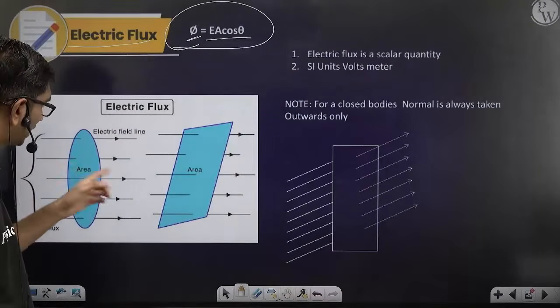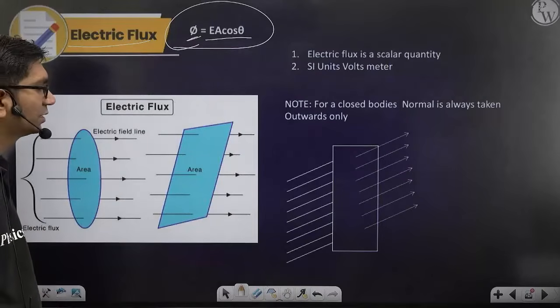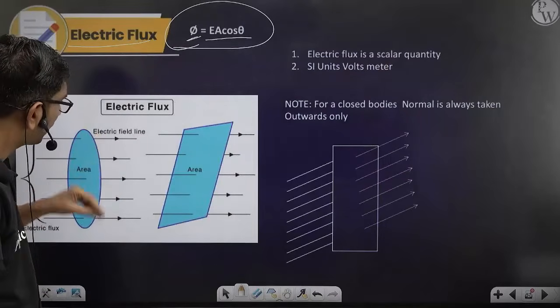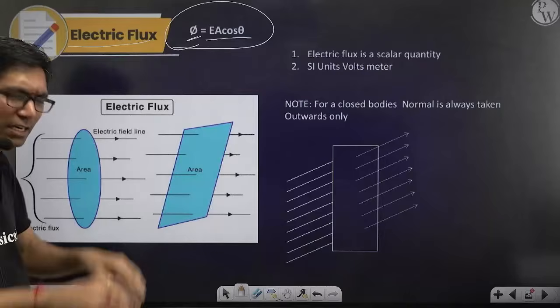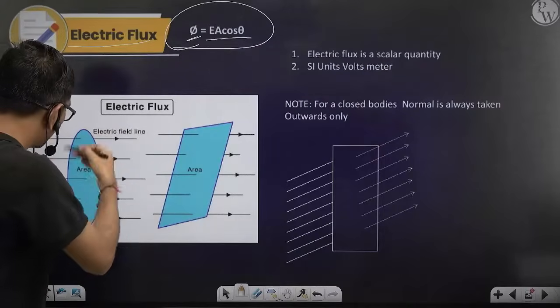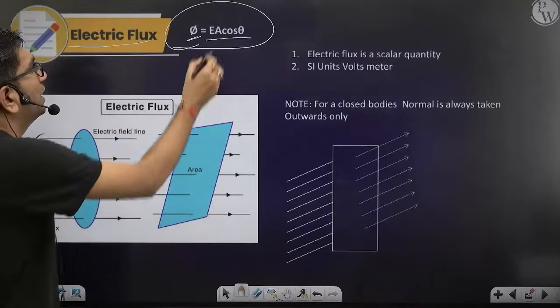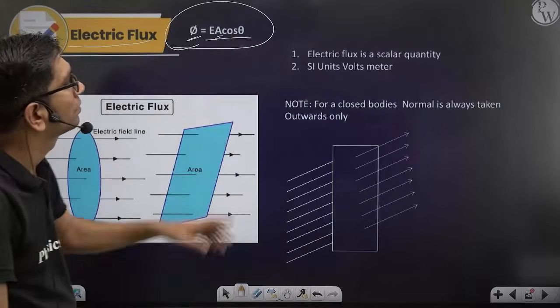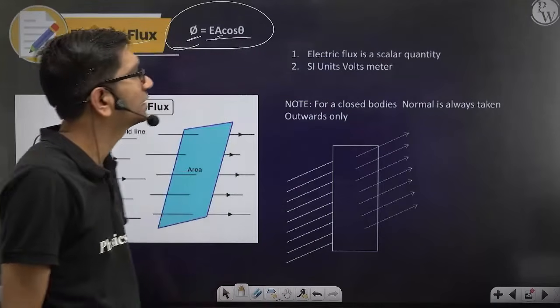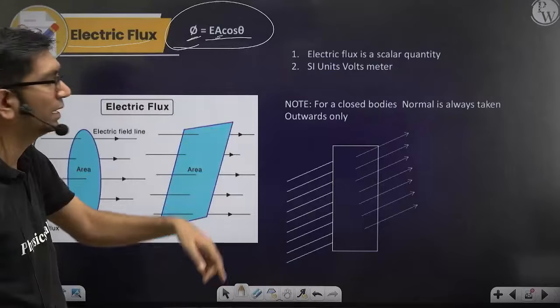The electric field lines are going like this. This is the area of cross section. What is the flux? For electric flux, 100% you need a surface like this. You need a surface area. Electric flux is a scalar quantity. SI units are volts per meter.